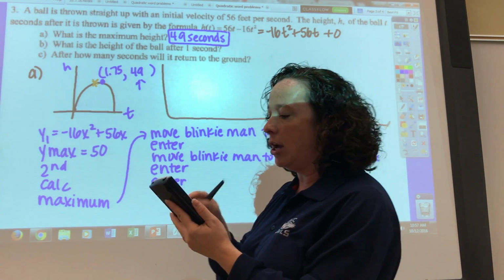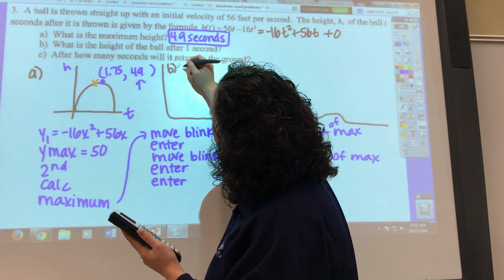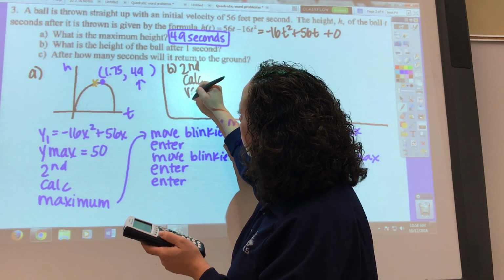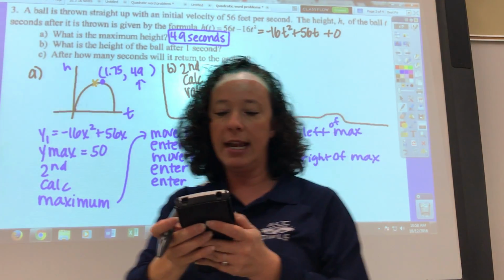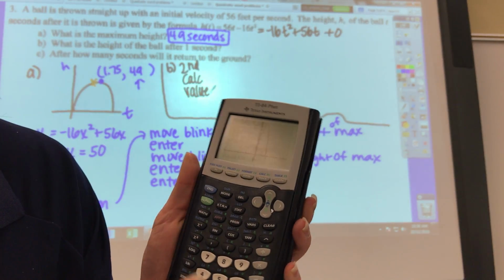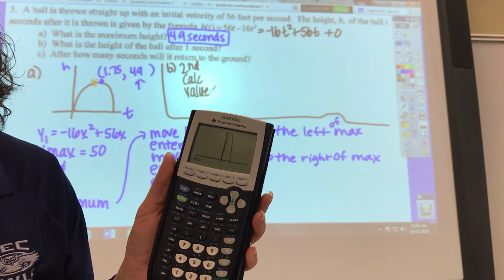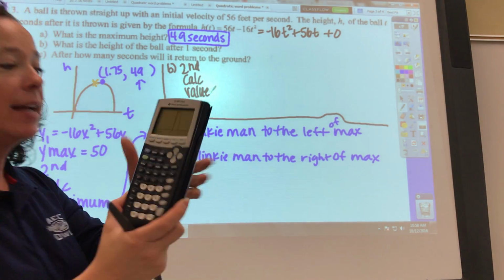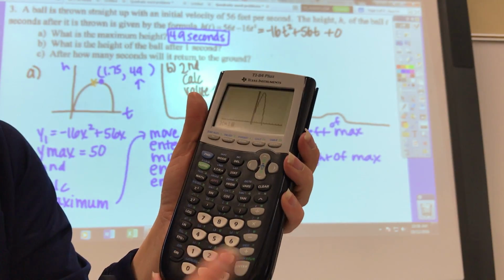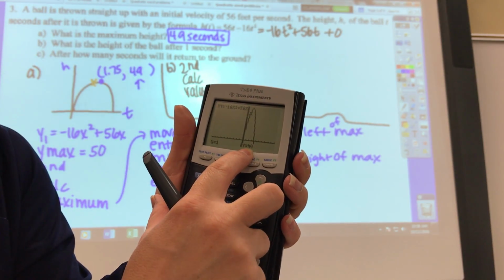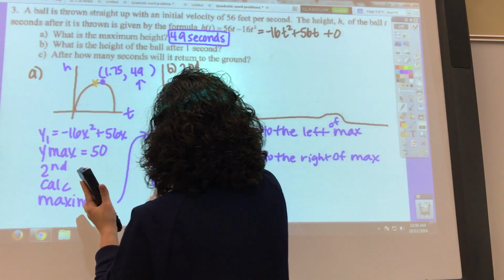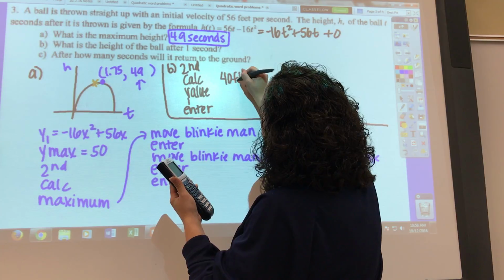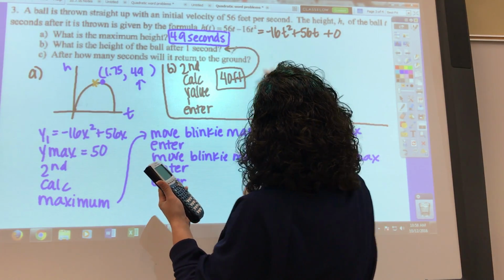So something you can do for part B is you can go to second calc value. We're trying to find a value. So second calc value is number 1, so hit 1. This is data entry mode. We want when time is 1. So we want when x is 1. See that x equals? We put a 1 there and we hit enter and it tells me the height. So we put 1, we hit enter, and we get our answer of 40 feet. So part B is 40 feet.